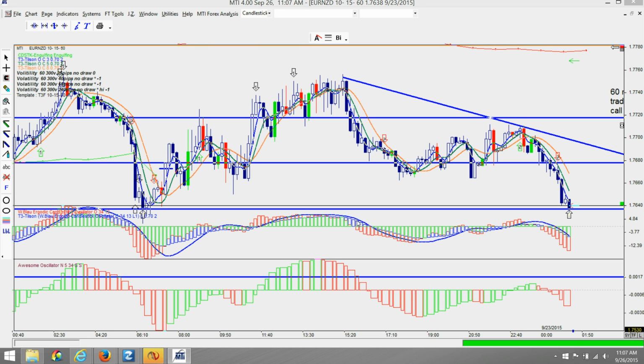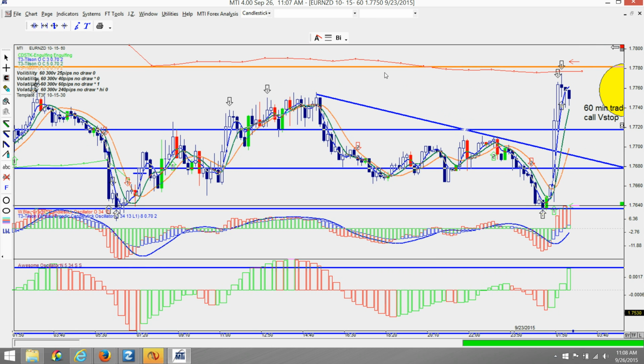How you doing, traders? I'm just going to try to show you maybe a little easier way to get entries on the 10-minute using the 60-minute volatility stop on the 10-minute. This right here is the 60-minute volatility stop on the 10-minute time frame, and it's very easy to do.